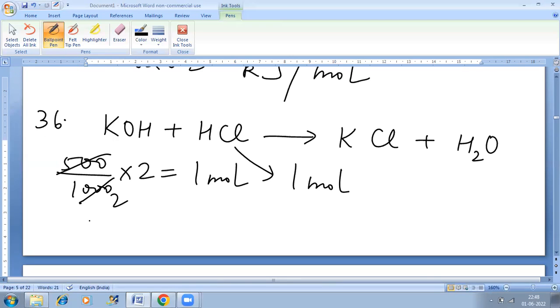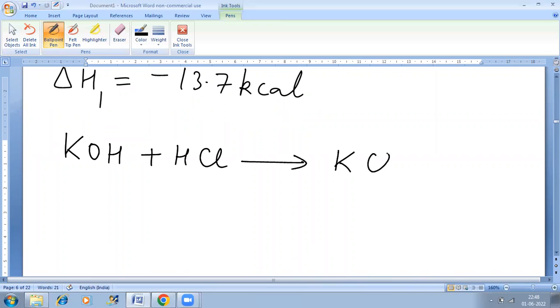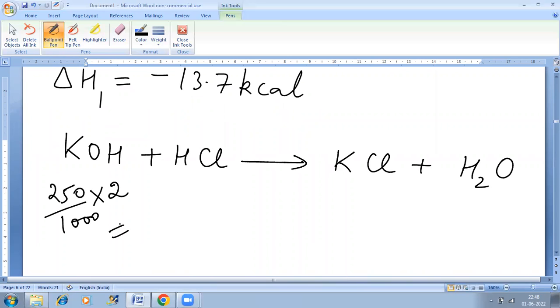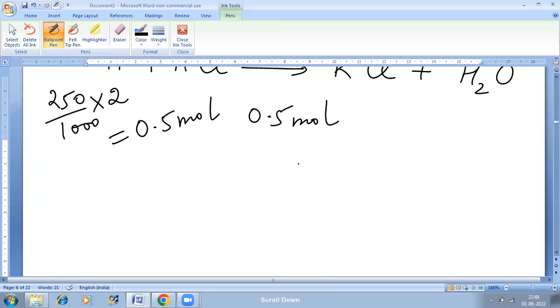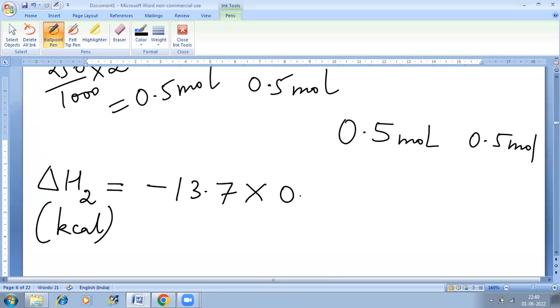Now, in the question, they have talked about case 2, wherein there is an acid-base reaction between KOH and HCl, but now the volume of acid is different and also the volume of base is different. Reaction remains the same, that is KOH plus HCl gives KCl plus H2O. 250 ml of each solution has been taken. So 250 upon 1000 liters into 2 molar is equal to 0.5 moles of KOH and 0.5 moles of HCl. 0.5 moles of KOH will react with 0.5 moles of HCl to form 0.5 moles of KCl and 0.5 moles of water. Again, I will say the enthalpy of neutralization in this case in kilocalorie will be minus 13.7 into number of moles of water formed, that is this.